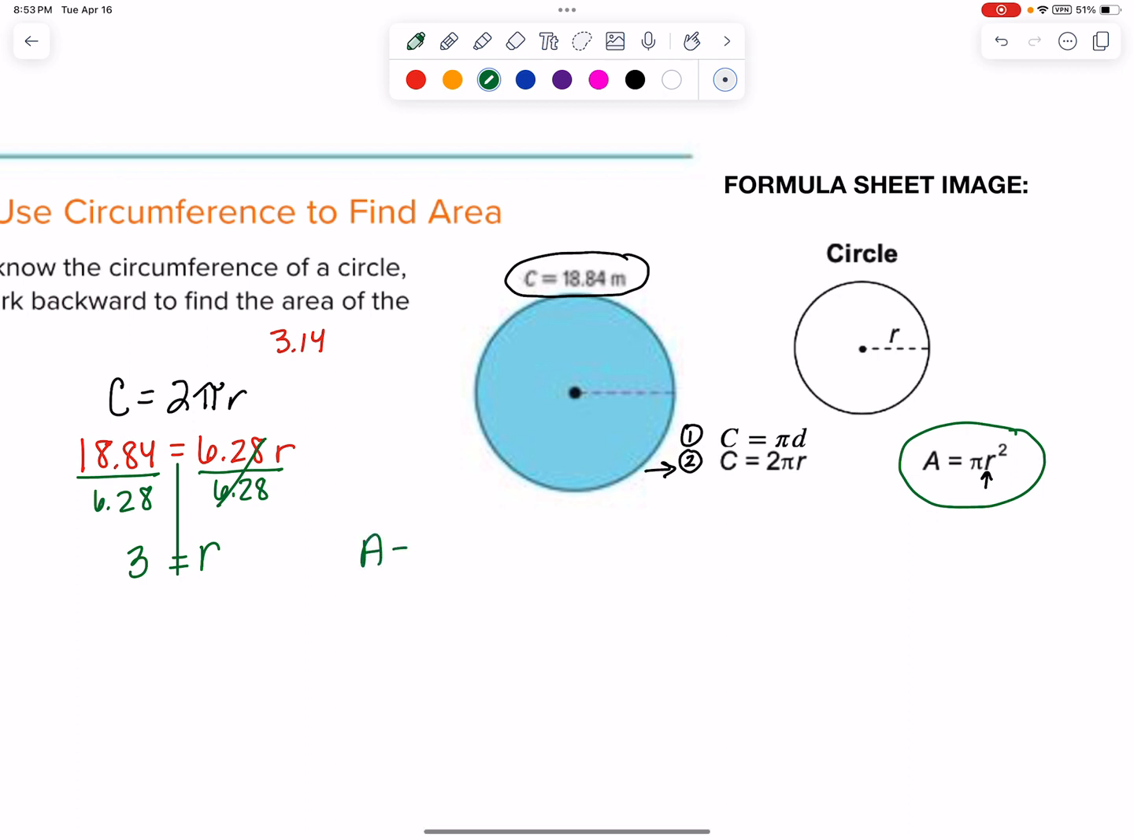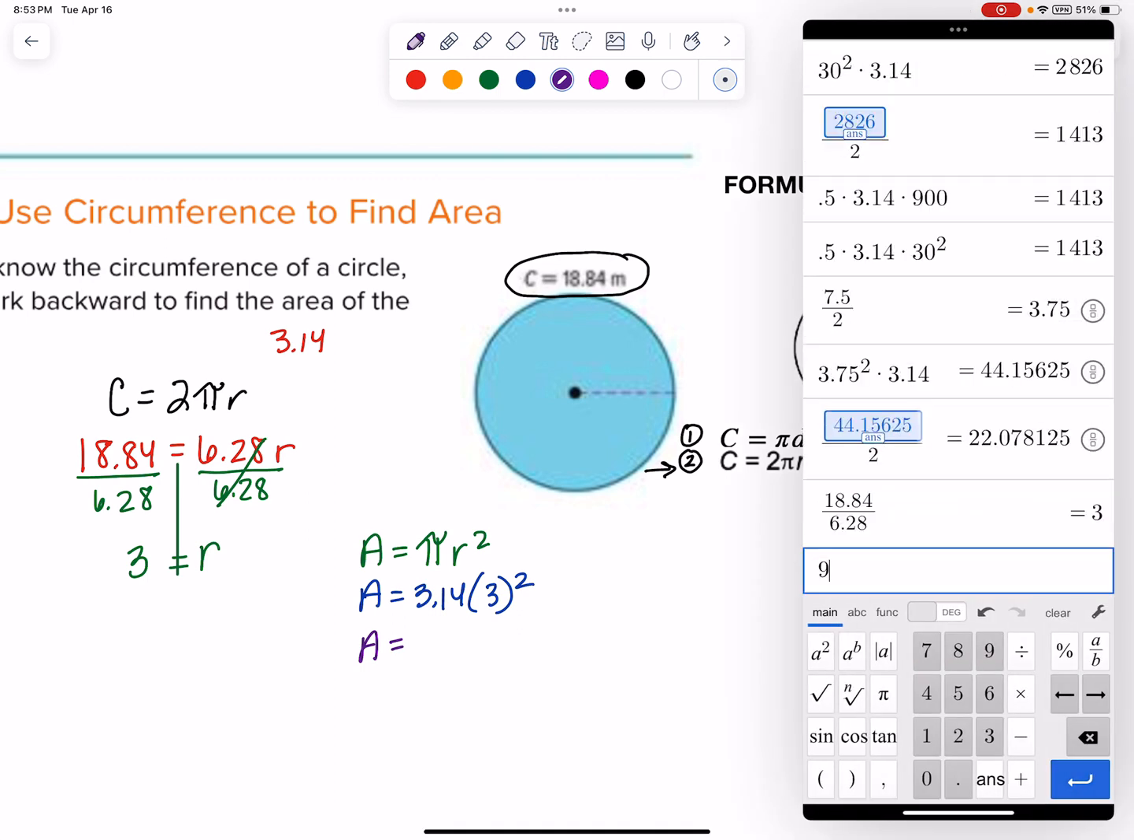So let's go ahead and set it up. Area equals pi r squared. And now we know what that is, so 3.14 times 3 squared. Okay, let's go ahead and do this. So we know 3 times 3 is 9. So all we're doing is 9 times 3.14.